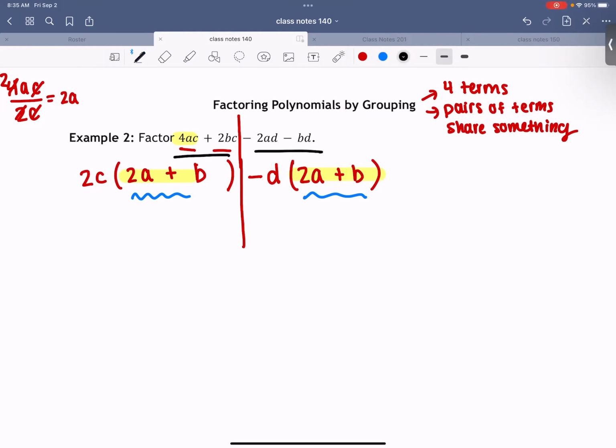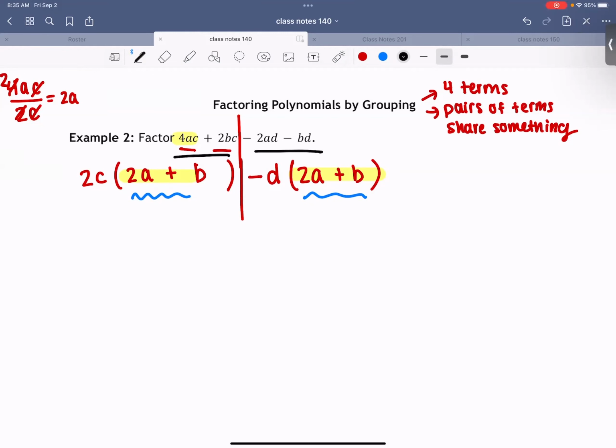Okay, next we're going to talk about how we can combine this together, okay? If this doesn't make sense, you might just want to memorize the process of doing this, but I'm going to try to make it make sense. On the left, we have 2c of this group of 2a plus b, right? And on the right, we have negative d of 2a plus b, okay?